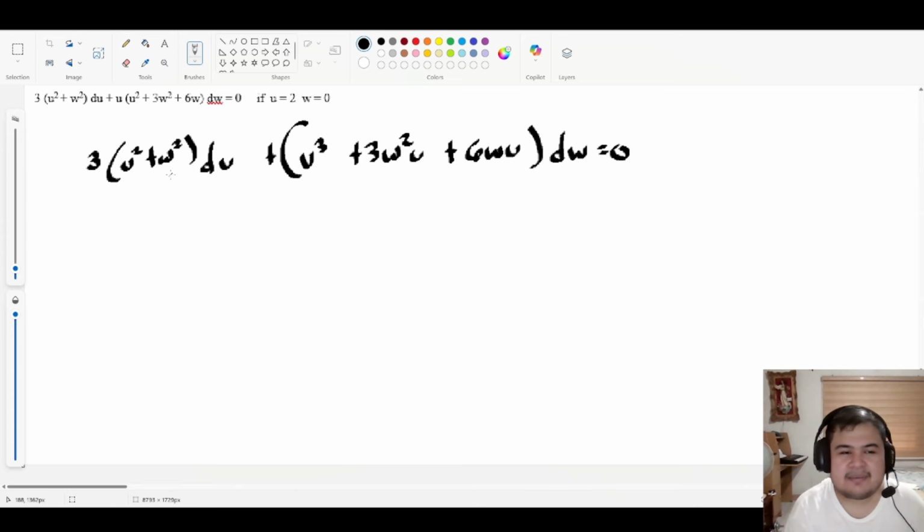So first off, it's not separable. Again, it's a binomial with two variables inside, and I don't know how to separate w and u there. Next, is it homogeneous?